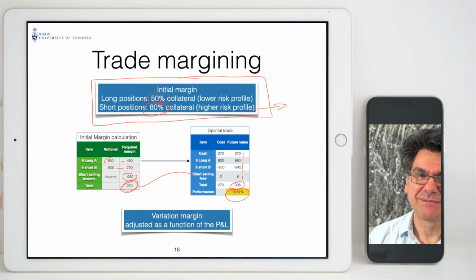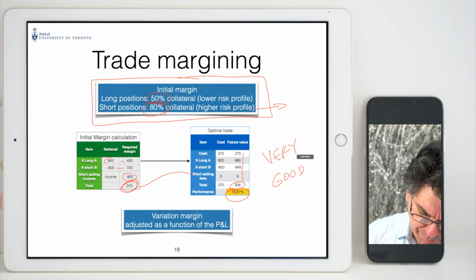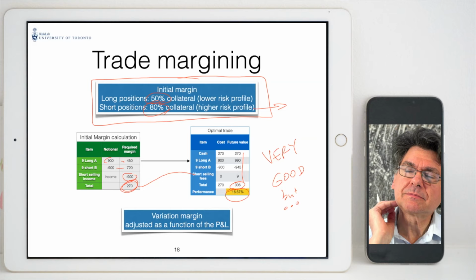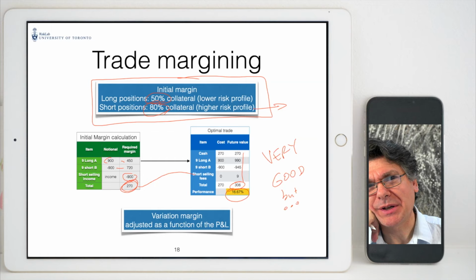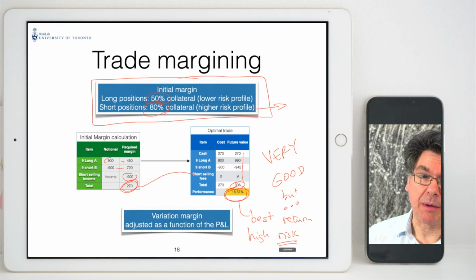And it looks like low risk. This is good, very good. But I will answer this next week. There's a very big risk here. Can you see what the risk is? So this story I'll have to finish next week, because this is very good. This is the best return. But there's a very high risk, very high risk. This portfolio will very likely blow up, and I'll show you how that happens next week, okay?